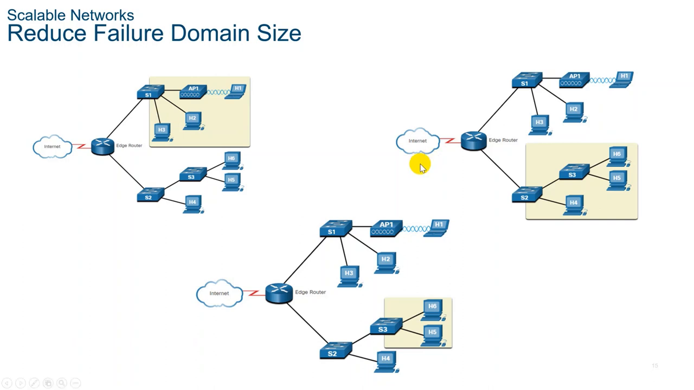Now on the second figure here, this is another failure domain, limited only to those devices connected to switch 2. So if switch 2 goes down, it will not affect the switch 1 network. You could also dig into a failure domain for switch 3. That means if switch 3 goes down, only host 6 and host 5 are affected, and thus H4 is not affected. So this is reducing the failure domain size in network design.